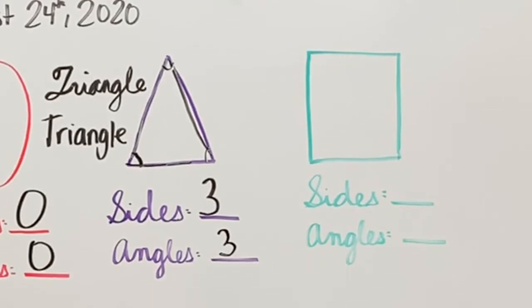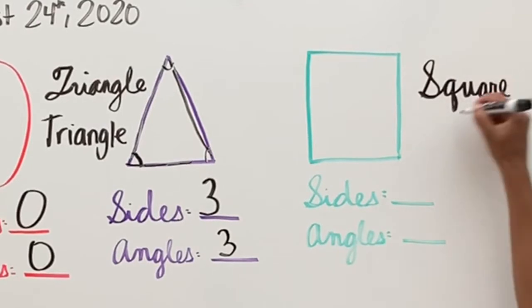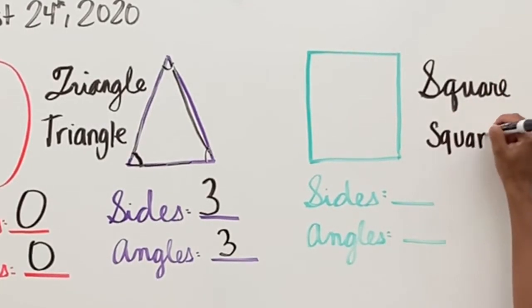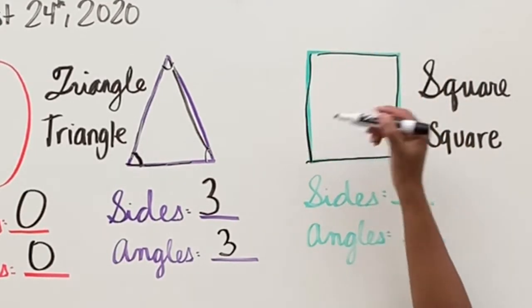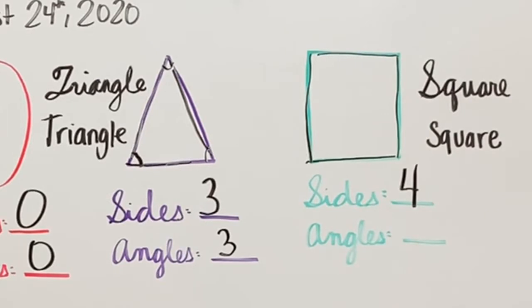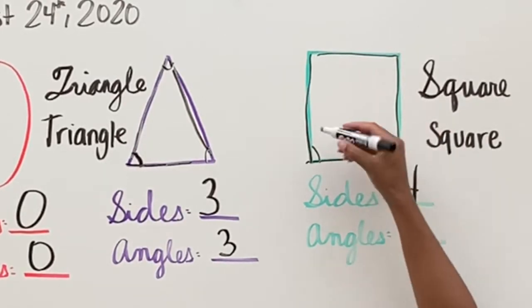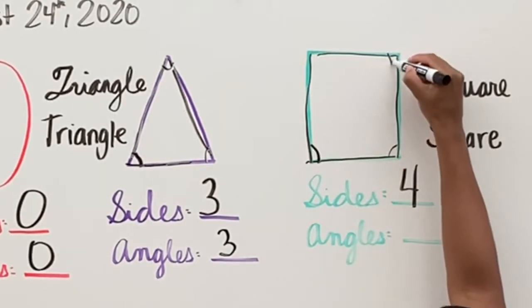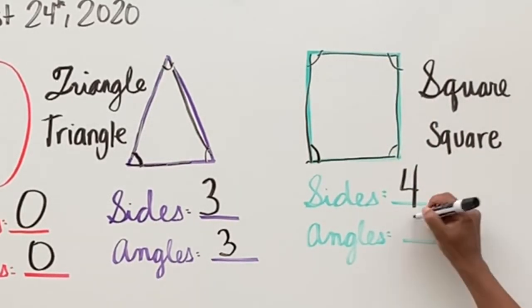Next, I have a square. Okay, again, how many sides, how many lines did it take for us to create a square? Let's count. 1, 2, 3, and 4. 4 sides. A square has 4 sides. And angles, where the lines meet. They meet here, here. Remember, this is how we mark an angle. Here and here. Therefore, a square has 4 angles.